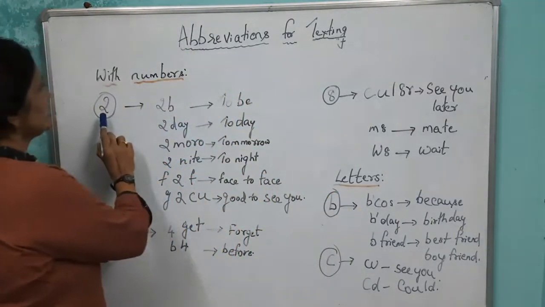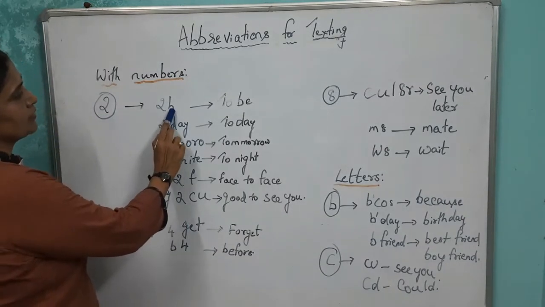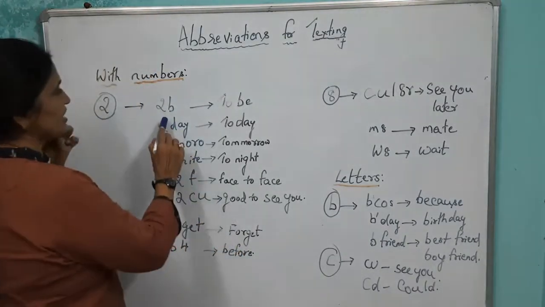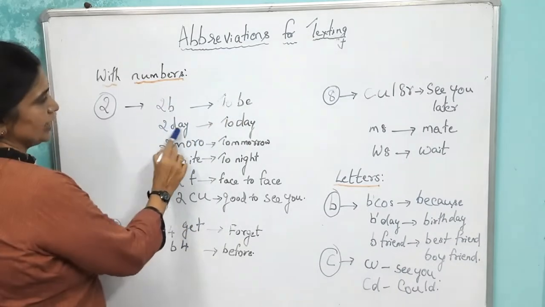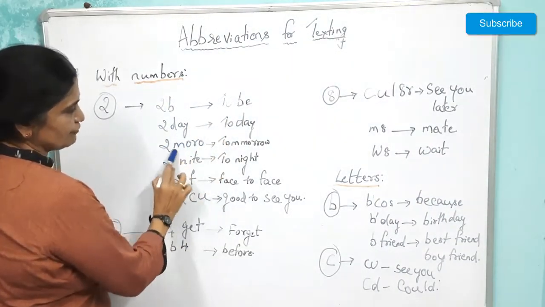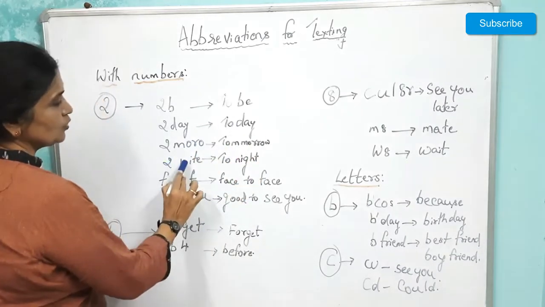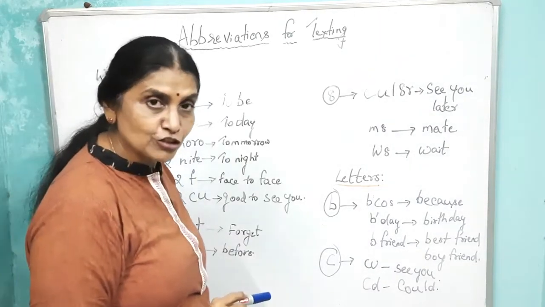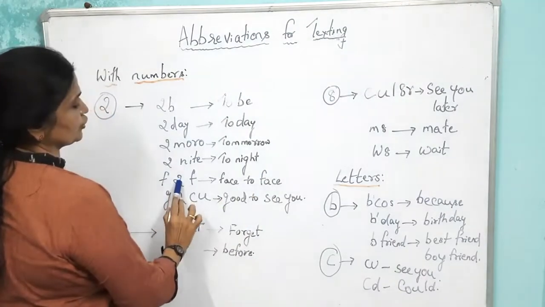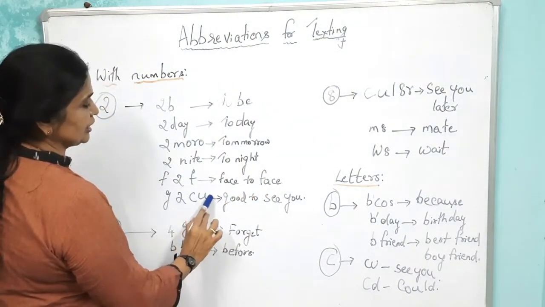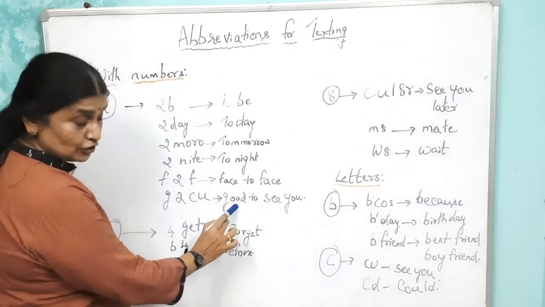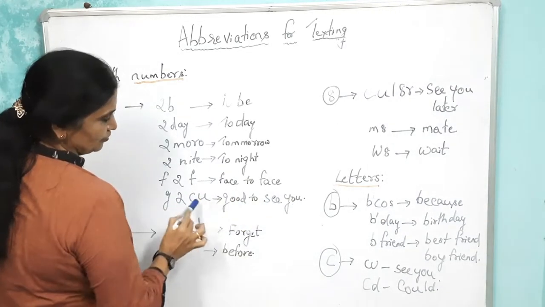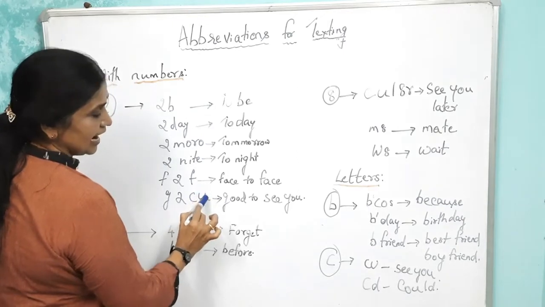Okay, now see, with the number 2, 2B. So TO2. Even TOO2 also is used for too. Okay, now see, to be, today, tomorrow, you have shortened as 2MORO, tonight as 2NIT. Understood? F2F, what does it mean? F2F, face to face. Okay, G2CU, G stands for good, good to see you. So in the abbreviated form, you are just writing the letter C and then U.